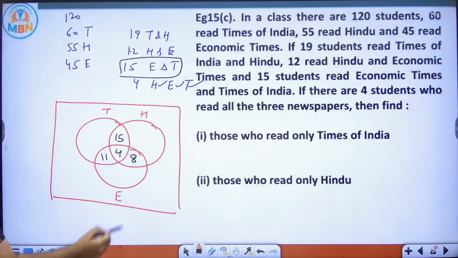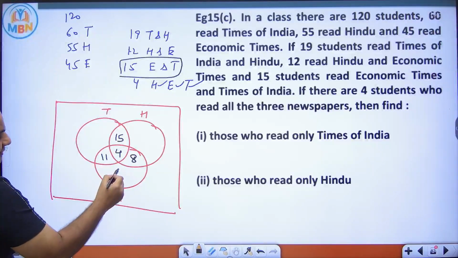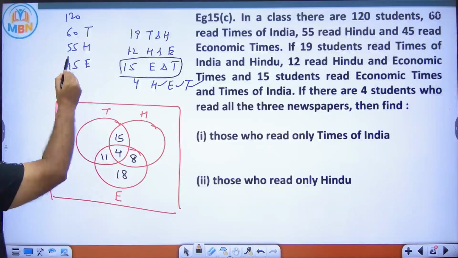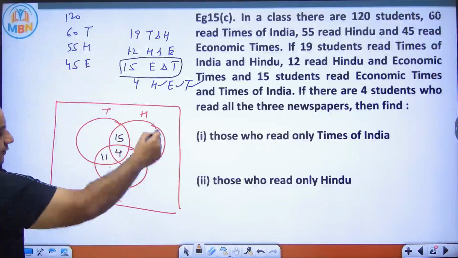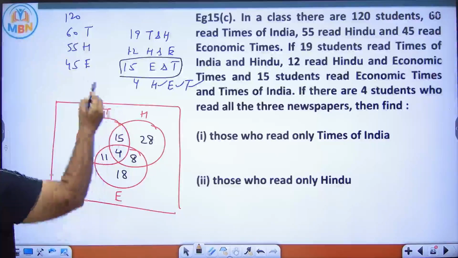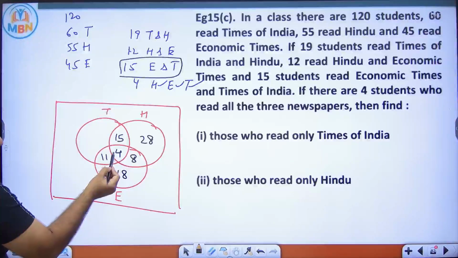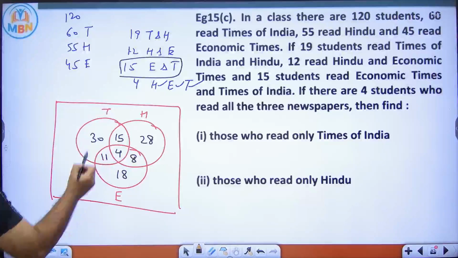45 read Economic Times. So this is 45. 11, 4, 8, that is 23, so this is 22. 55 read Hindu. So this is 55. 15, 4, 8, that is 27, so this is 28. 60 read Times of India. If you add all this, it should be 60. 15, 4, 11, that is 30, and 30. So this is 60.